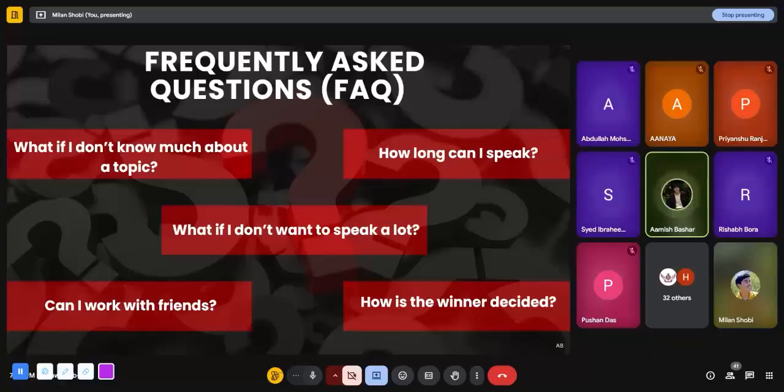Lastly, how is the winner decided? So, the executive board judges delegates based on many factors, like quality and clarity of speeches, how clearly and confidently you present your country's views, and teamwork and diplomacy, how well you collaborate, form alliances, and respect others during debate.